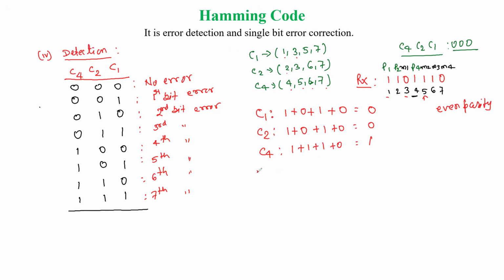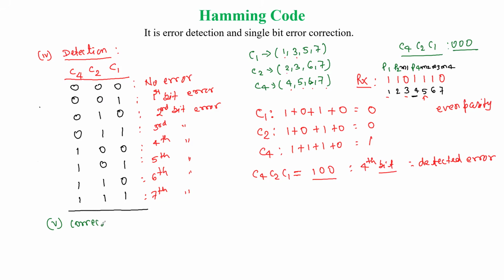So finally, the C4, C2, C1 combination, what we are getting here? 1, 0, 0. So 100 means at least one bit is 1 here. This is equivalent to what? Decimal equivalent is 4. So that means the fourth bit has an error. So the fourth bit has an error means now we have detected it. We are able to detect the error. Now next will be what? Correction. After detection, the last step is correction.